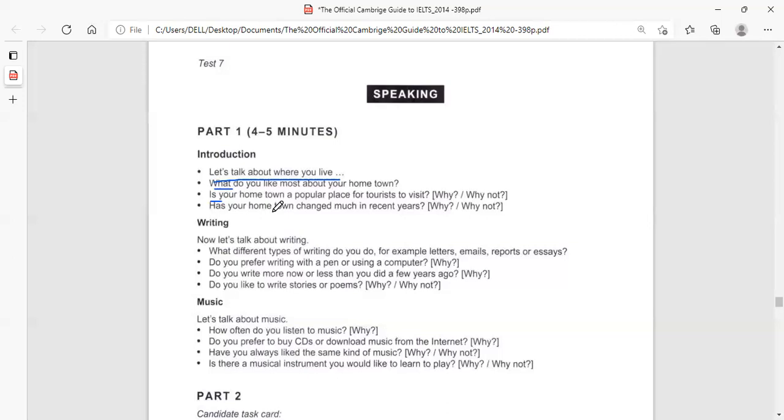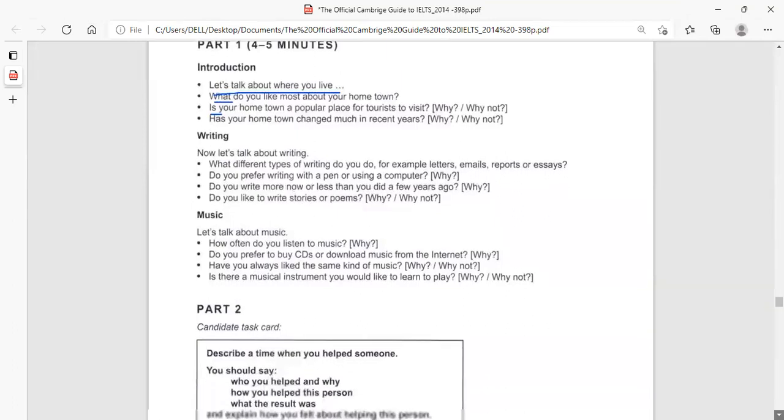Similarly, when you say, is your hometown a popular place for tourists to visit, and you say that yes, it has gained a lot of name and fame among the travelers, then you have to mention a couple of places which are attracting or tempting the tourists, and why is that so? So mentioning why is very important in your round one. All right.